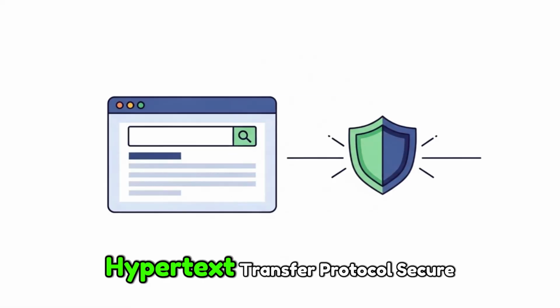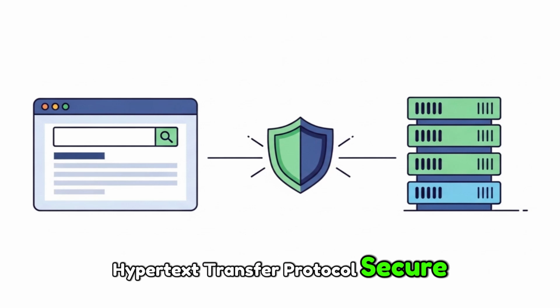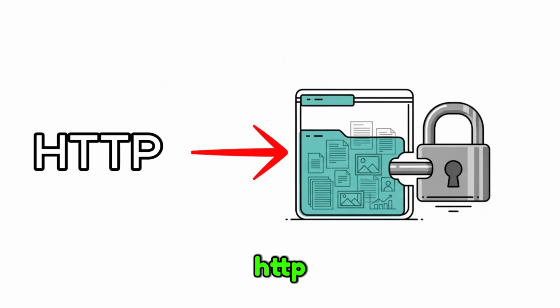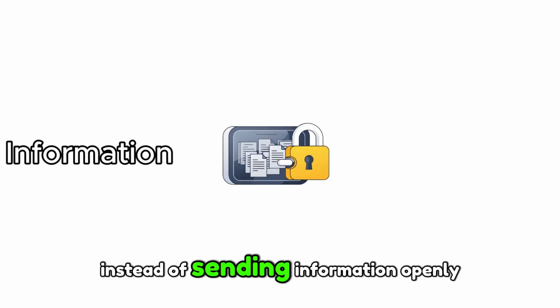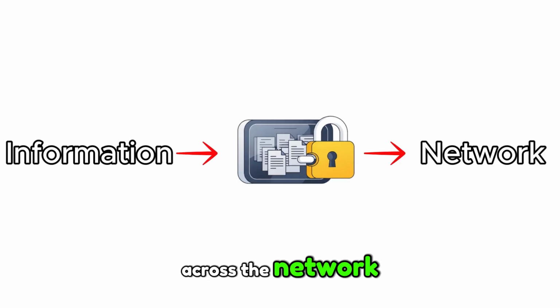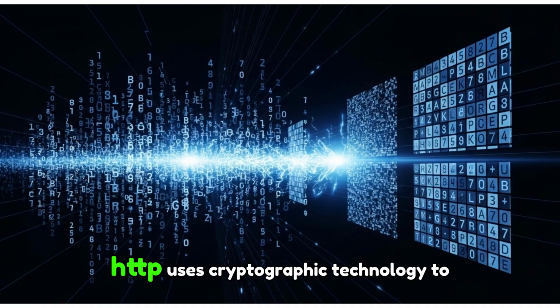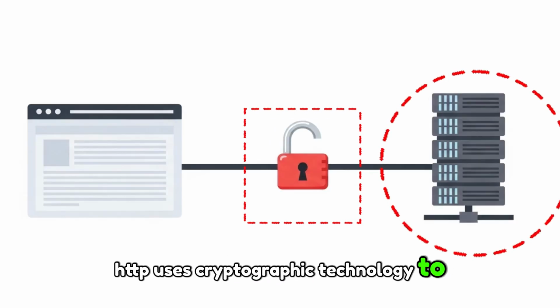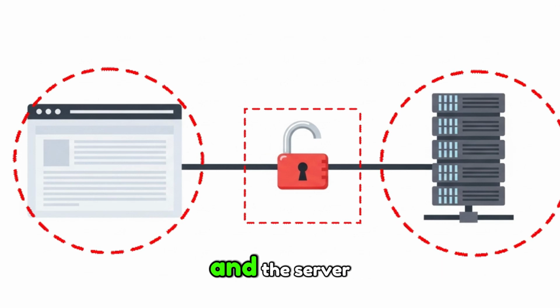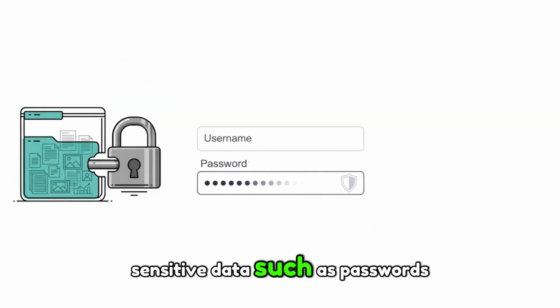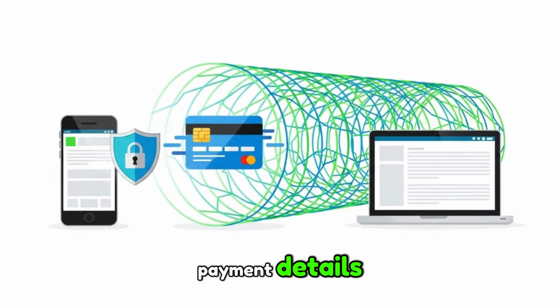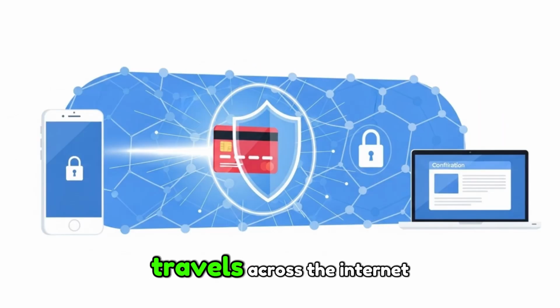HTTPS, Hypertext Transfer Protocol Secure, is a protected version of HTTP that adds encryption to web communication. Instead of sending information openly across the network, HTTPS uses cryptographic technology to secure the connection between the browser and the server. This prevents outsiders from reading sensitive data, such as passwords, payment details, or personal information while it travels across the Internet.